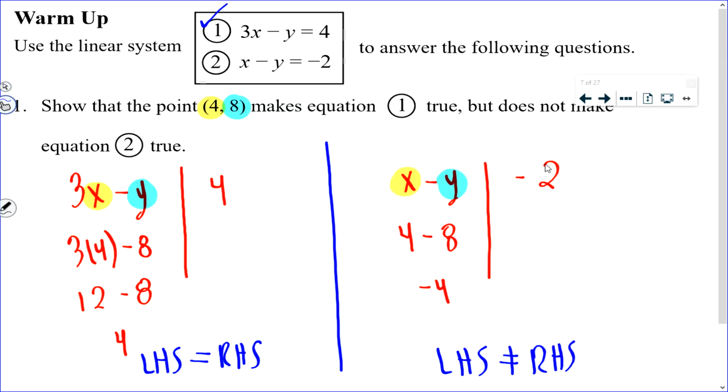We were asked to show that equation 1 is satisfied by (4, 8), but equation 2 is not satisfied by (4, 8). Which means (4, 8) is a solution to one of the equations but not the other in this system. And that means that (4, 8) is not a solution to the system. If a point is a solution to the system, it has to make both equations true.